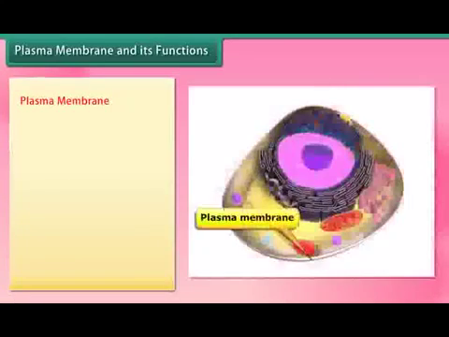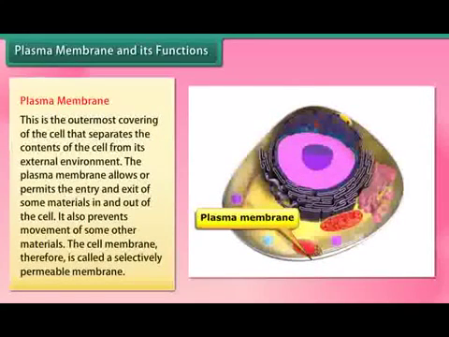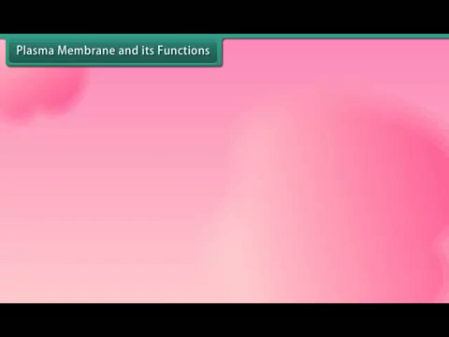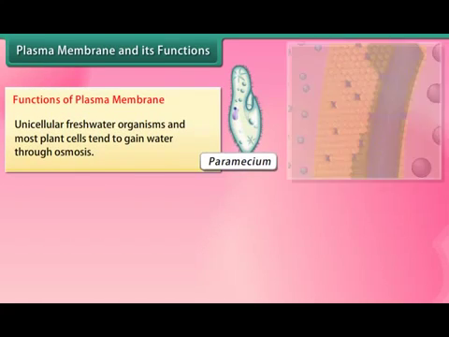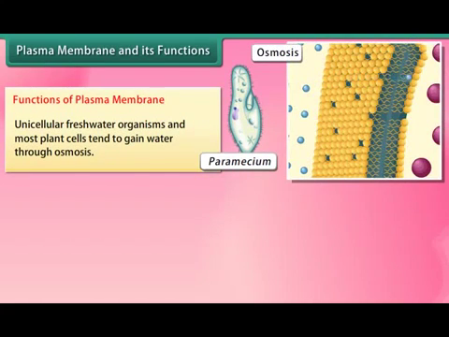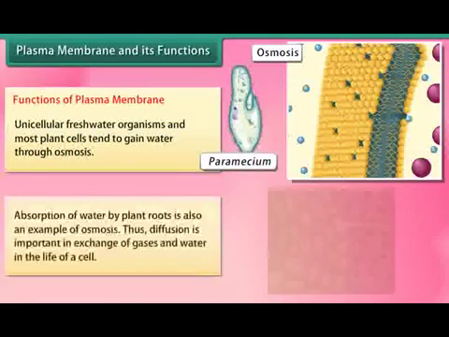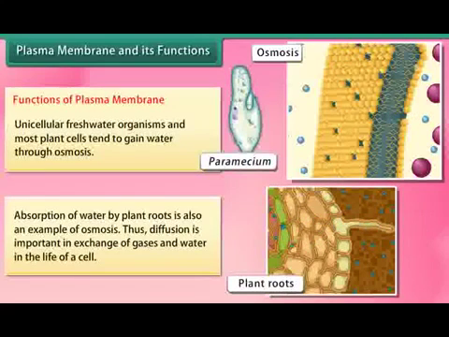Plasma membrane. This is the outermost covering of the cell that separates the contents of the cell from its external environment. Functions of plasma membrane. Unicellular freshwater organisms and most plant cells tend to gain water through osmosis. Absorption of water by plant roots is also an example of osmosis. Thus, diffusion is important in exchange of gases and water in the life of a cell.